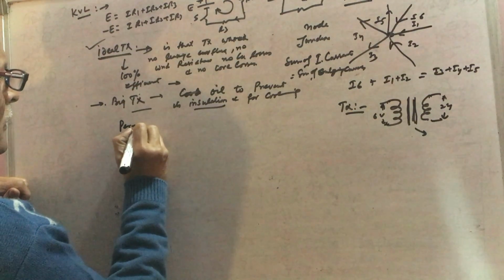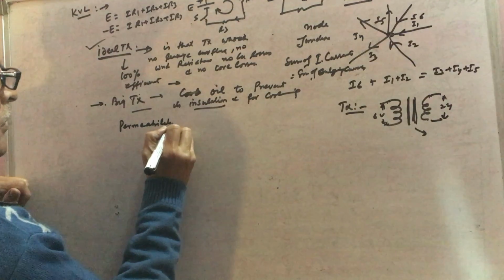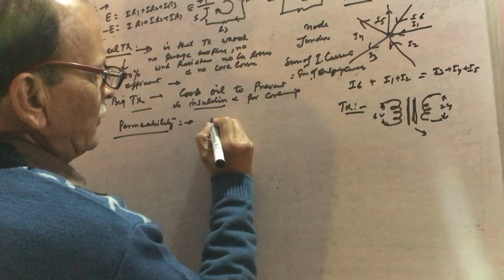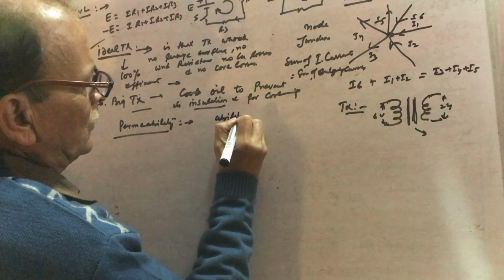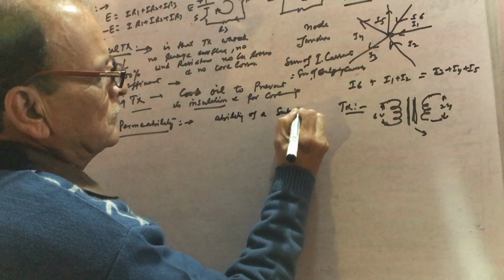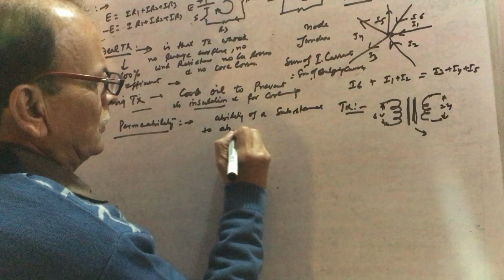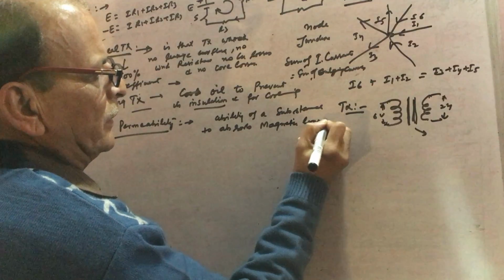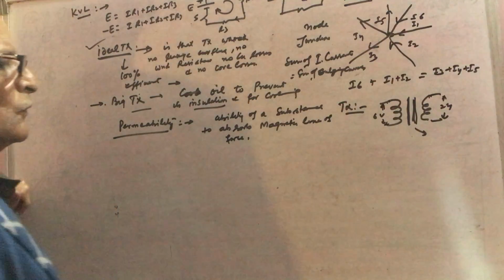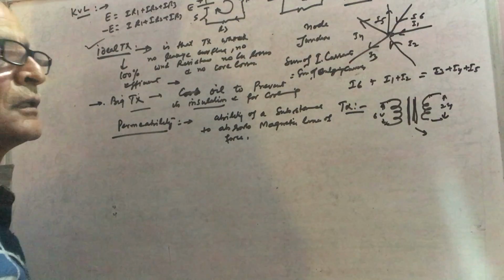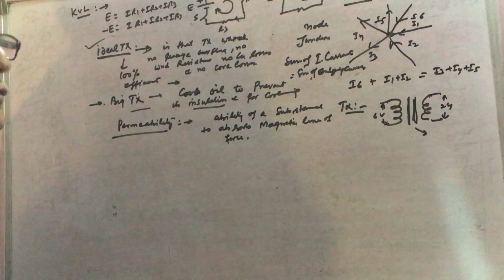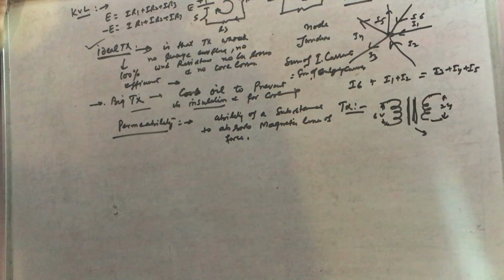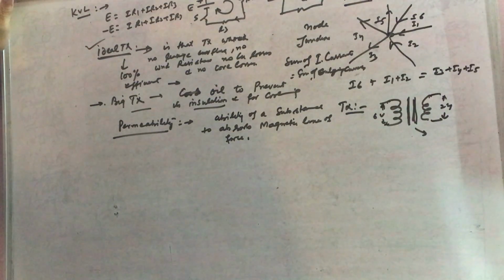Now, what is permeability? Permeability can be defined as the ability of a substance to absorb magnetic lines of force, or a substance through which magnetic lines of force can pass. So different substances have different permeability.